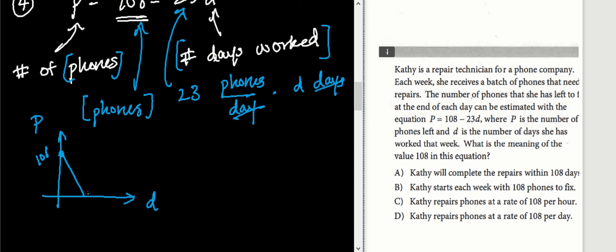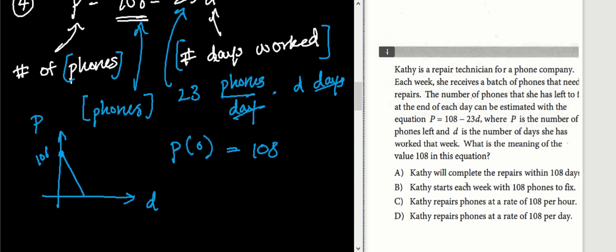When we talk about the intercept, the significance of this intercept is the value of this function at 0 input. That must mean that this is the number of phones that she has left when she's worked 0 days, which is the same thing as the number of phones she has at the beginning of the work week. And so this is our insight. We want to find the answer choice that best represents that. So let's take a look at our answer choices now.